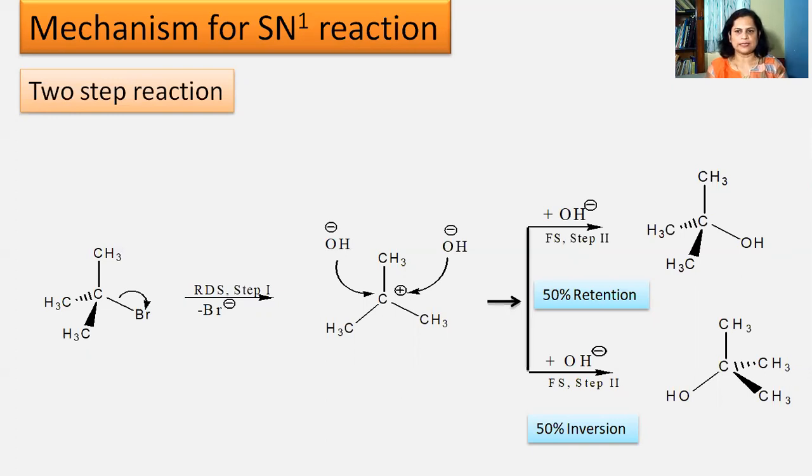Now see, for the next product, the OH minus attacks from the side completely opposite to the reactant, and therefore the structure of the product gets inverted as compared to the reactant, and therefore inversion takes place. So the possibility of formation of 50% inversion and 50% retention of configuration takes place for the SN1 reaction. And the attack of the nucleophile is from both sides on the carbocation species.